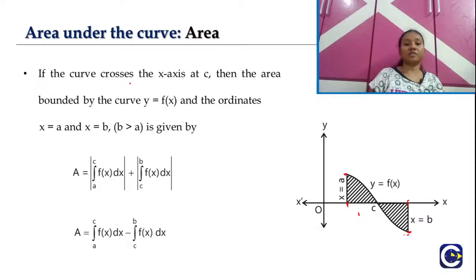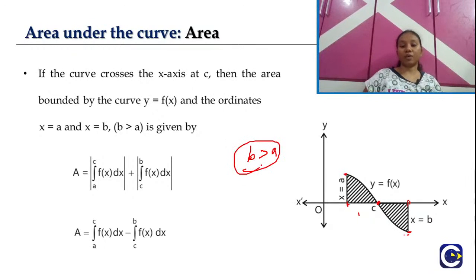So here, if the curve crosses the x-axis at C, so here you can see at C it is crossing, then the area bounded by the curve y equal to f of x and the coordinates x equal to a and x equal to b. By the figure itself you can directly say that b is obviously greater than a.